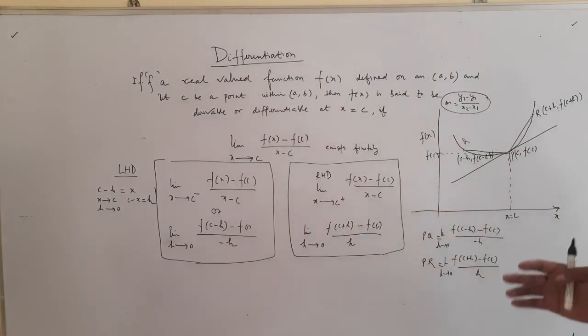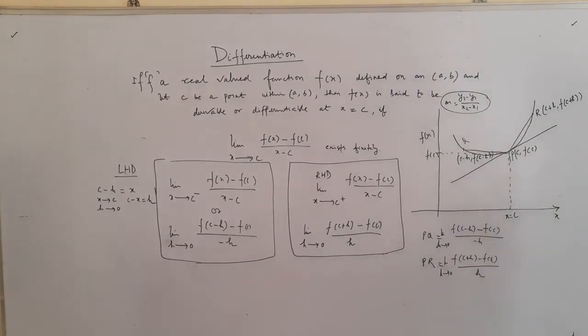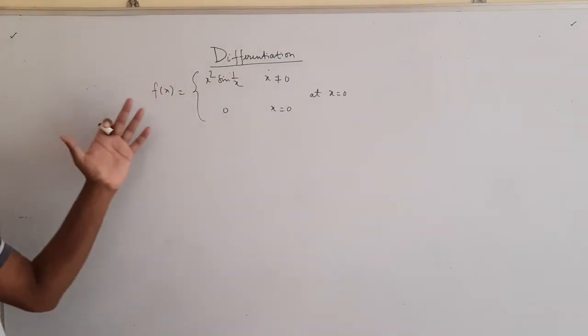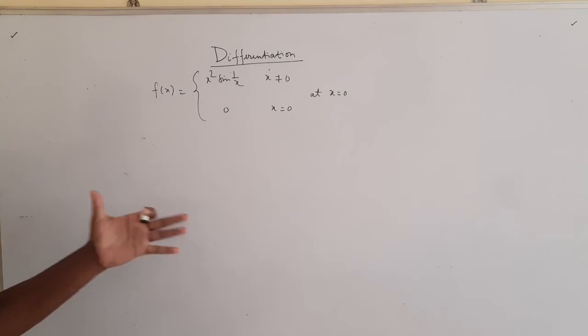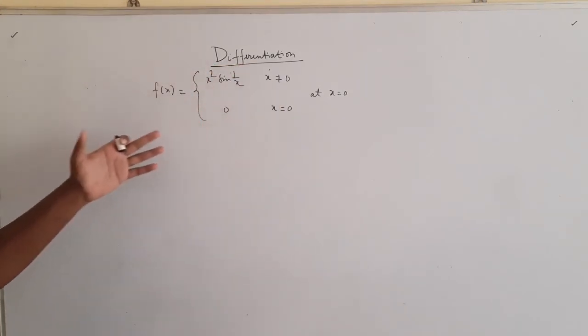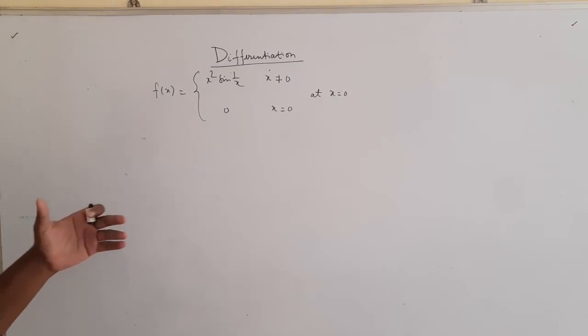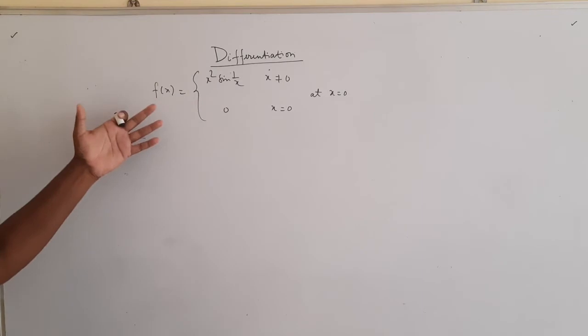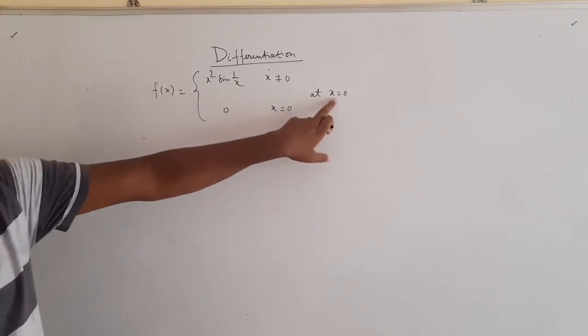Now to explain this idea in a clearer way, I would like to explain it with the help of some examples. To explain the idea we just discussed a few minutes before, I have taken this one example, and with its help I would like to explain how you can check the differentiability or derivability of this function at the point x is 0.